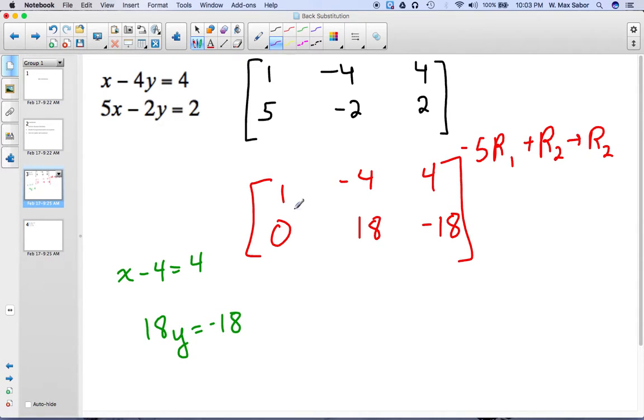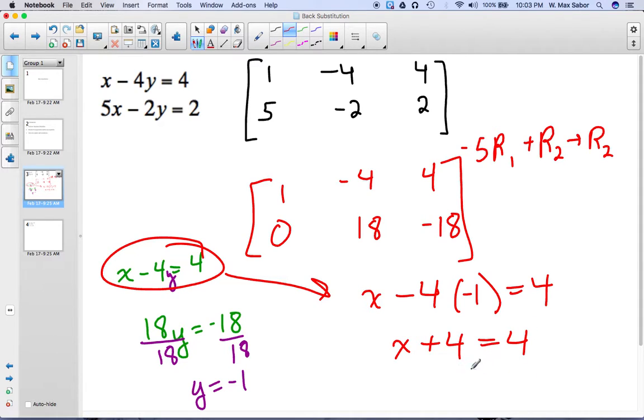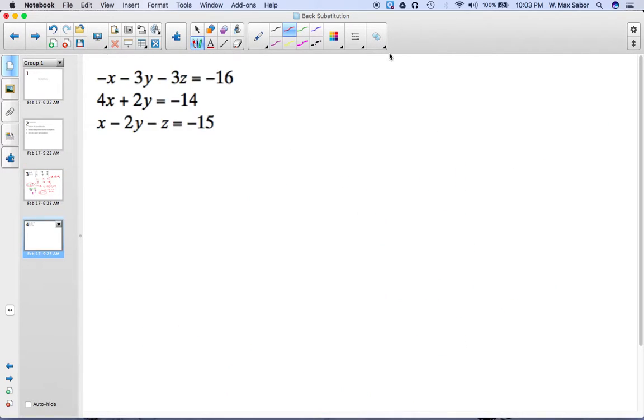And this pair of equations is super easy to solve. We divide by 18 on both sides, y equals -1, and then substitute back in there. So that would be x minus 4 times -1 equals 4. So x plus 4 equals 4, and x equals 0. So now we have our solution 0, -1. So this is an alternate way of continuing after Gaussian elimination.